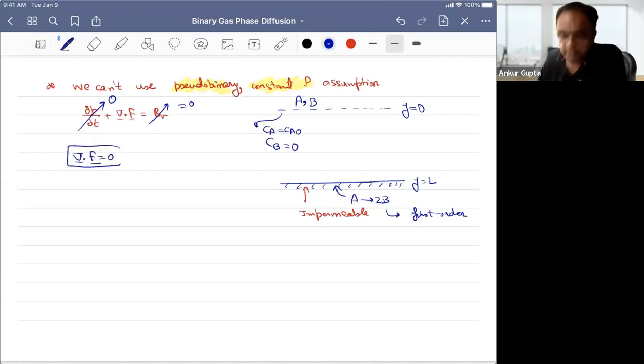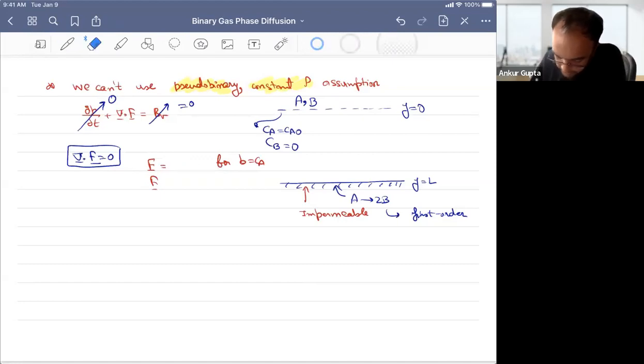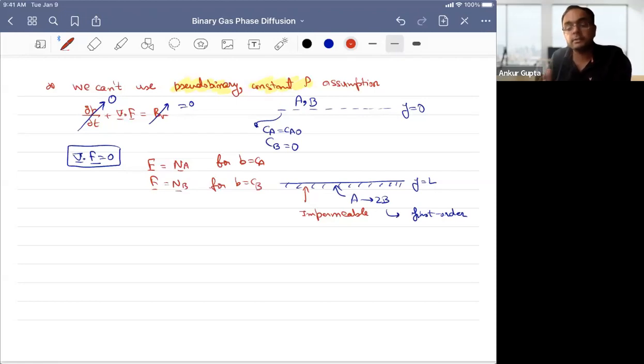Now, at this point, maybe it was a bit fast in class. I want to emphasize this equation is true for both A and B separately. This is not true just for A or just for B, okay? And when we have a flux F, we know the flux F is a total flux. It includes both convective and diffusive fluxes. So F is equal to N_A for B equal to C_A, and F is equal to N_B for B equal to C_B. Basically we have this total flux of N_A and N_B.